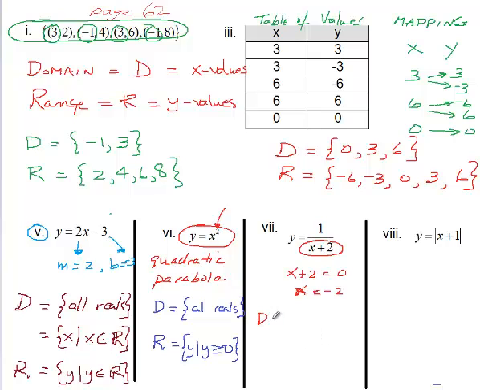So the domain would read like this: x such that x cannot equal negative 2. Now, what does that mean? That means every other x value except negative 2 is part of the domain. So we're saying that negative 2 is the only number that cannot be part of the domain.